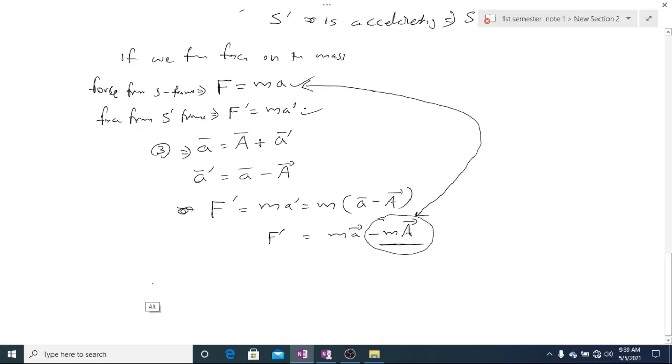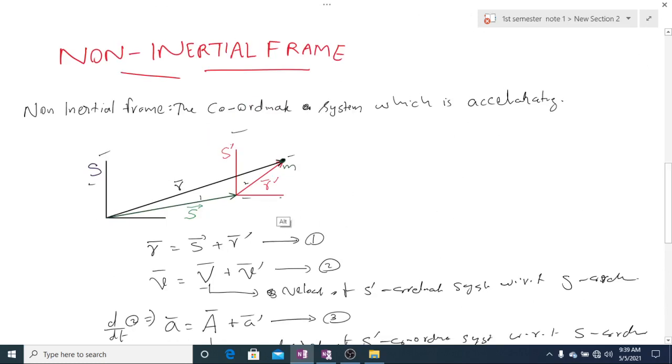This additional term is called as fictitious force. F fictitious is equal to minus mA. Where does this mA come from? It comes from the acceleration of the second frame.